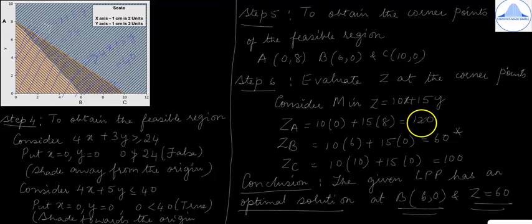So you will get 120. Similarly, find out Z at point B, you will get 60, and evaluate Z at point C, you will get 100. As it is a minimization problem, you have to find out the least value of Z, which is 60. So the conclusion is the given LPP has an optimal solution at B, and then specify the point, that is 6, 0 and Z is equal to 60.